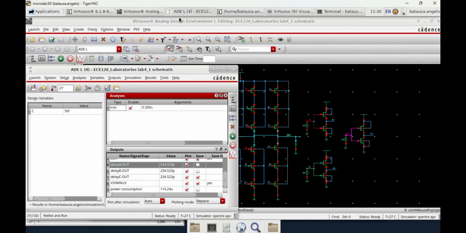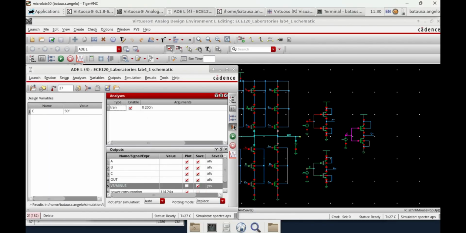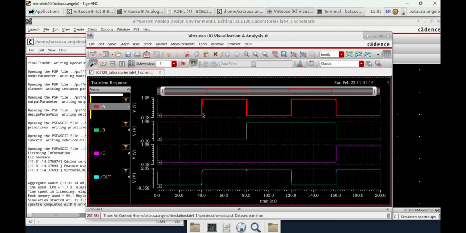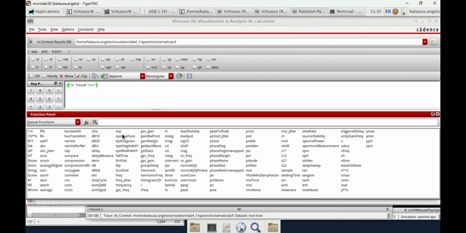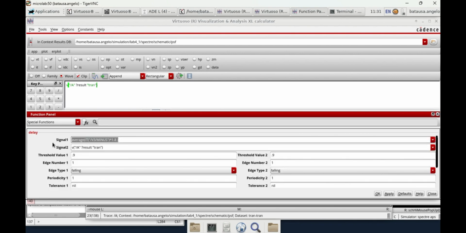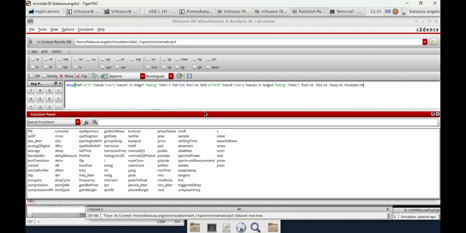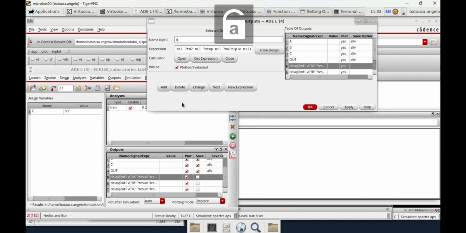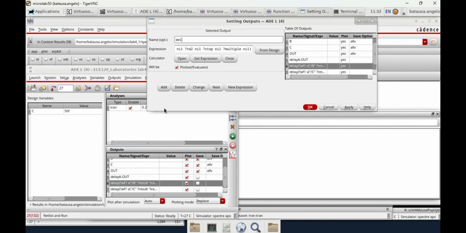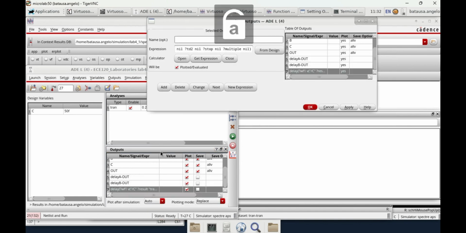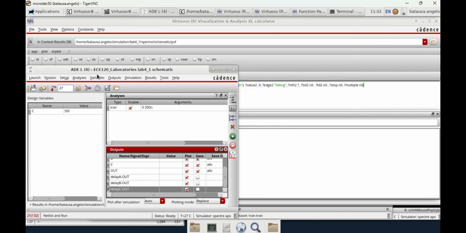After that, the student launched the ADE to plot the wires of both the inputs and the output. The student used transient analysis to sweep the waveforms to 640 nanoseconds. To measure the propagation delay, the student sent the input waveform and the output waveform into the calculator. Then the student used the delay function. The input is sent to signal 1, then the output is sent to signal 2. Then the threshold voltage is 0.9 volts and the edge type is 1.